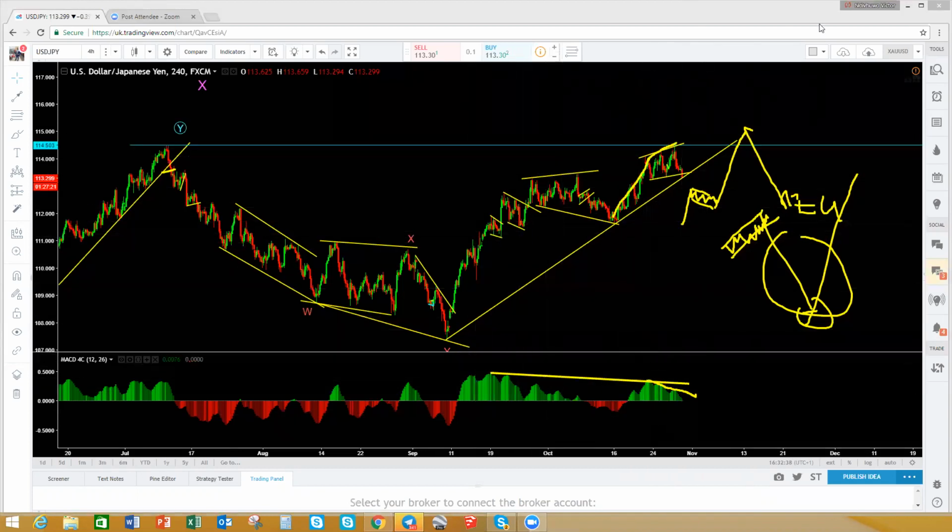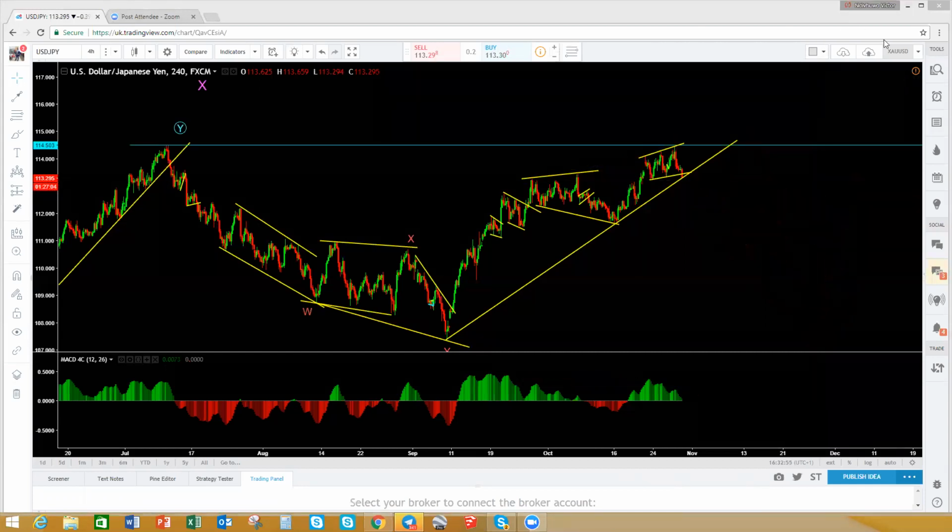Here, on the daily, you'll be seeing this from here to this new high. This one is from here to this new low. So it's checking out all the boxes, but maybe just not yet. So keep an eye on it. That's US dollar JPY.